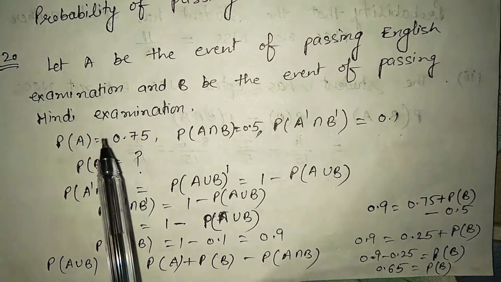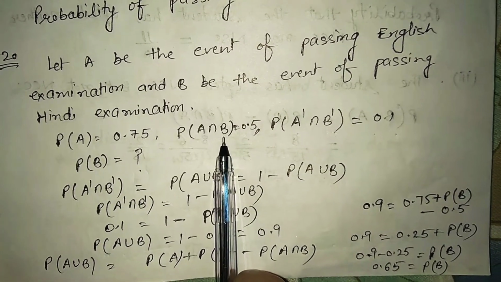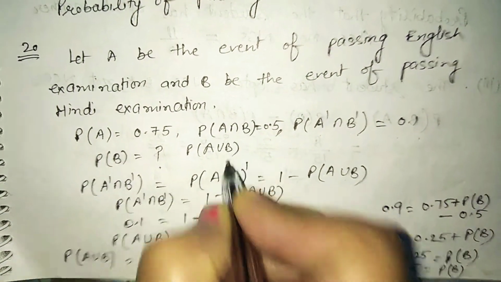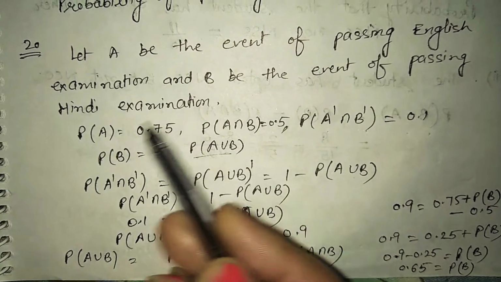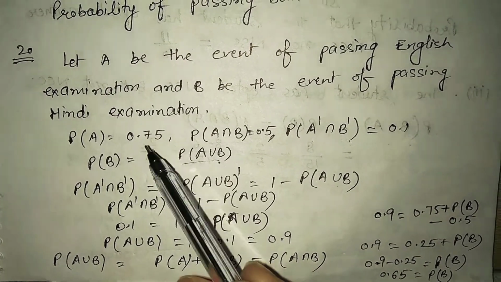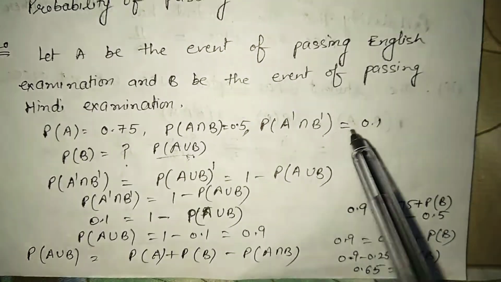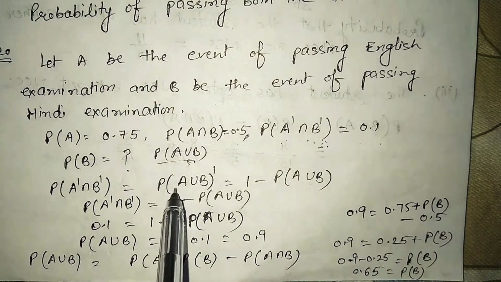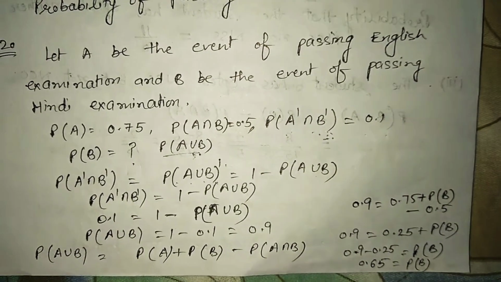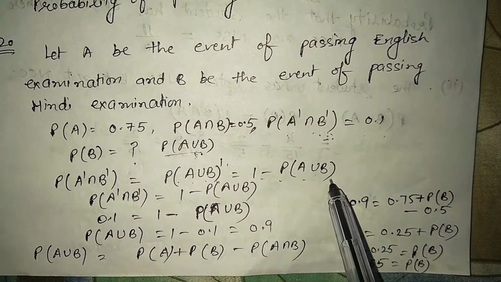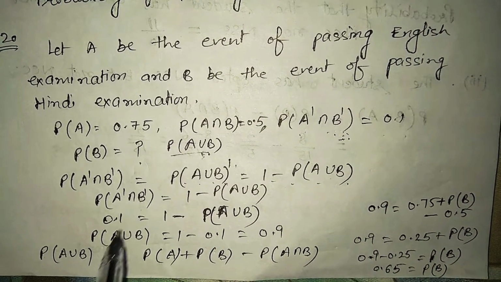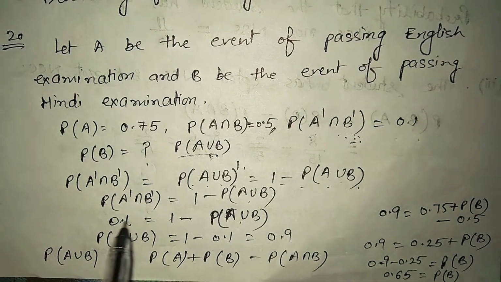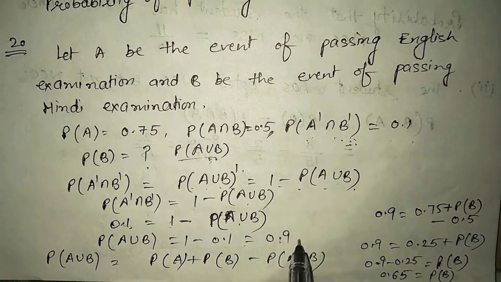We know that P(A) is given, P(A intersection B) is given. If we find P(A union B), then by using the formula for P(A union B), we can find P(B). So firstly, how will we find P(A complement intersection B complement)? We can write P((A union B) whole complement), and this is 1 minus P(A union B). This is 0.1, so 1 minus P(A union B) is 0.1, which means P(A union B) is 0.9.